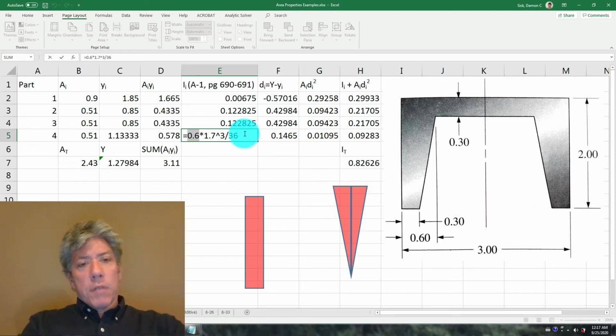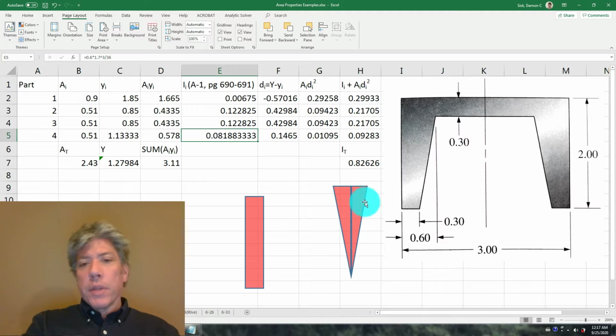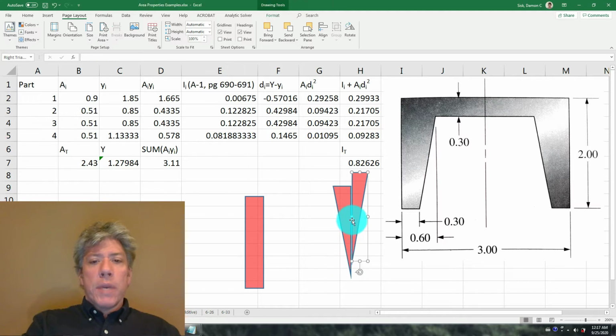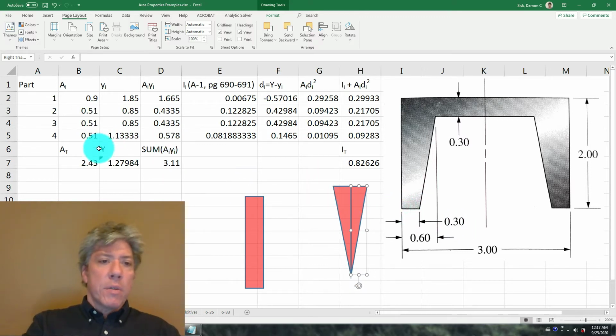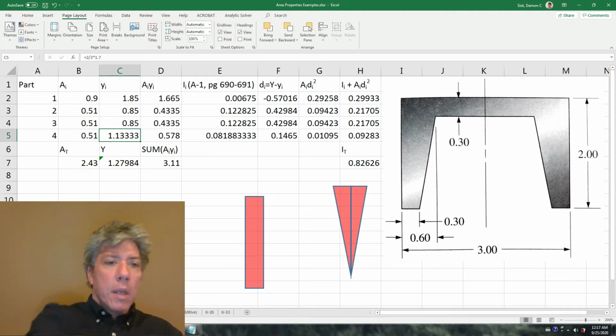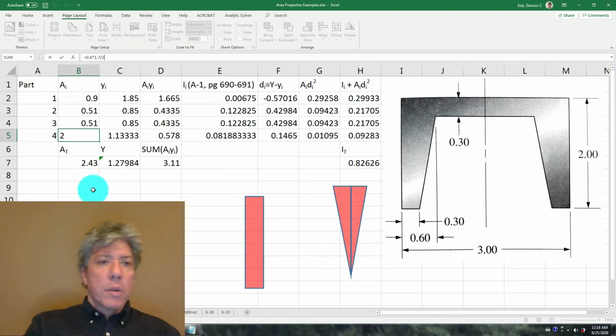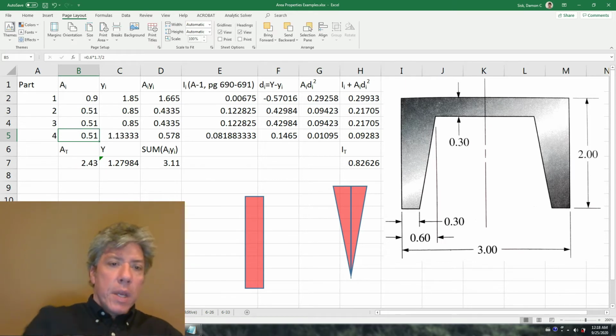Now, it's a little bit of a trick to figure out where the height of the centroid of this triangle is. You probably remember that the centroid of the triangle is 1/3 up from the base. Well, that's 2/3 from the peak, right? So I need a distance 2/3 of 1.7 because I'm measuring everything from the bottom. I've got to be consistent with that. So if you'll notice here, I let Excel do the work for me. I took 2/3 of 1.7. Simple enough. And then the area is just the area of a triangle, base times height over 2. Easy enough. All these are positive areas.